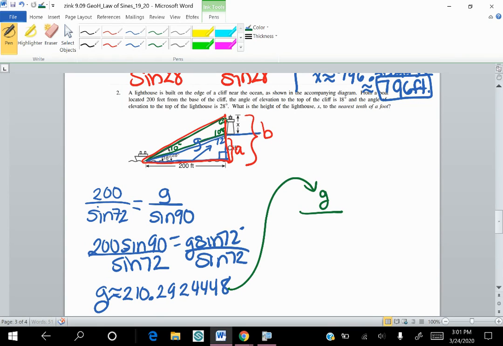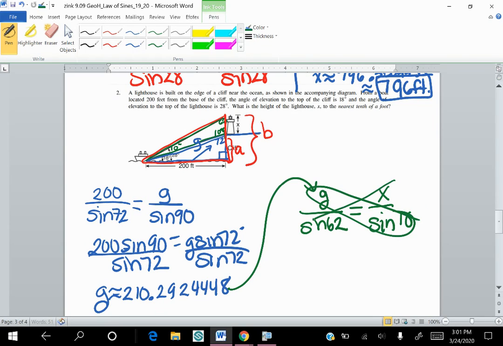Once I find G, now I can focus on the green triangle and say if I take G over the angle across from it in the green triangle, which is sine of 62, equals X over the sine of the angle across from that, which would be 10 degrees. And then again, cross multiply. So G times sine of 10 equals X times sine of 62.